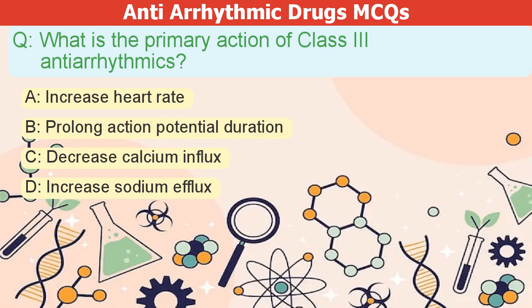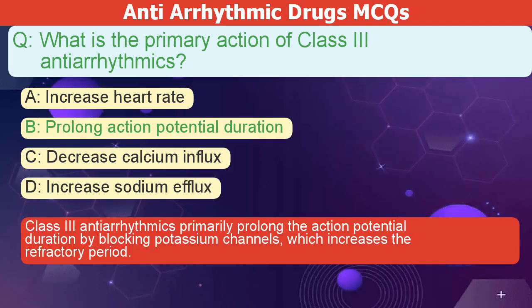What is the primary action of class III antiarrhythmics? A. Increase heart rate. B. Prolong action potential duration. C. Decrease calcium influx. D. Increase sodium efflux. The correct answer is B. Class III antiarrhythmics primarily prolong the action potential duration by blocking potassium channels, which increases the refractory period.